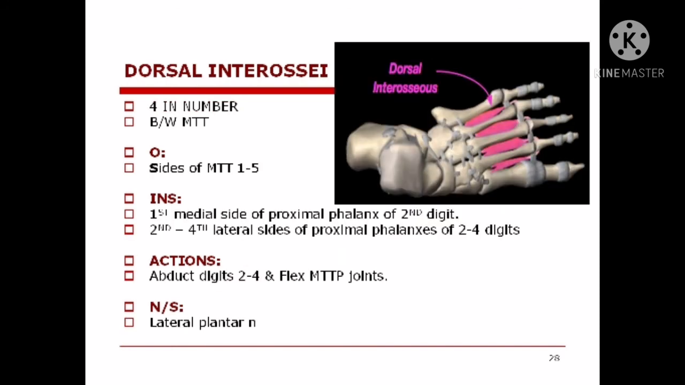The dorsal interossei are four in number and they lie between the metatarsal bones and arise from the sides of the first to the fifth metatarsal bones. The first inserts upon the medial side of the proximal phalanx of the second digit, the second, third and fourth on the lateral sides of the proximal phalanges of the second, third and fourth digits. Their action is to abduct the second, third and fourth digits and flex the metatarsophalangeal joint. The nerve supply is the lateral plantar nerve.